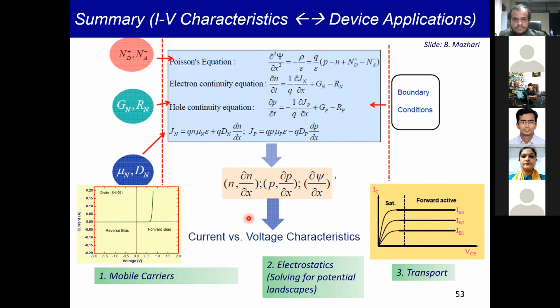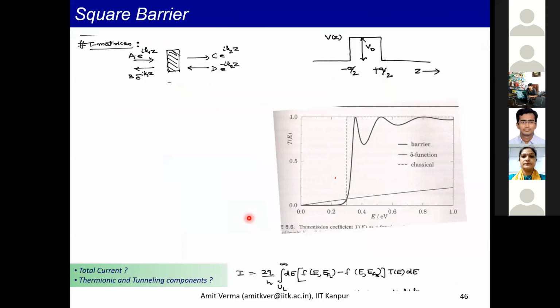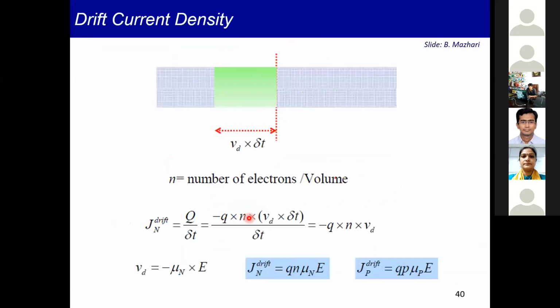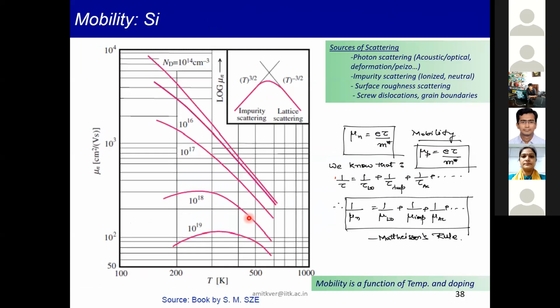Yes, sir. Sir, I have a question. About mobility, although we explain on the basis of the effective mass, right, sir? But as we know, holes are nothing, rather they are vacancies. Just a vacant space. So how can we assign mass to them, sir?